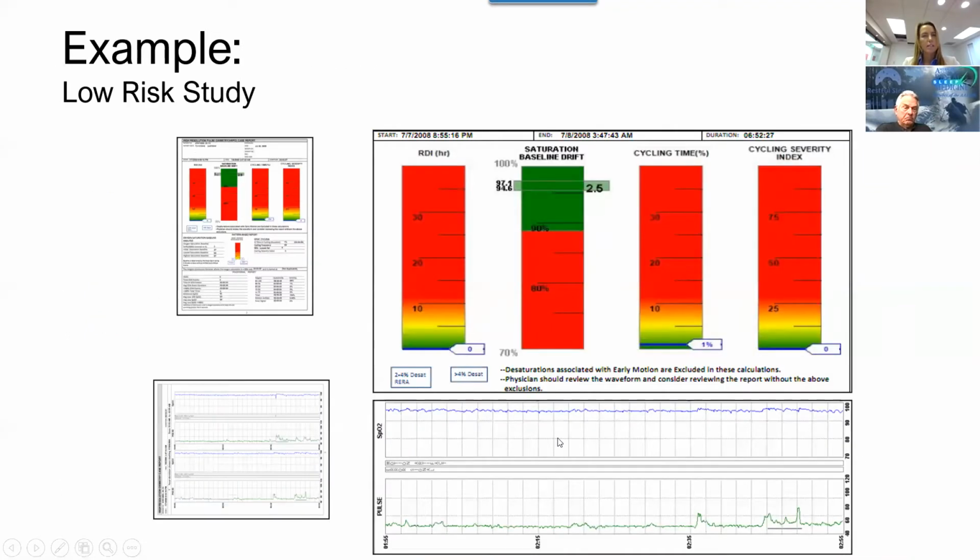Okay, and this is an example of the front page on this report. So what we see here is our RDI is low. Here it's 0 on this particular case. Our saturation baseline drift is less than 6 and also above that 89% threshold. And our cycling time and our cycling severity are low. And again, we see relatively little movement in the SpO2 channel and in the pulse channel.